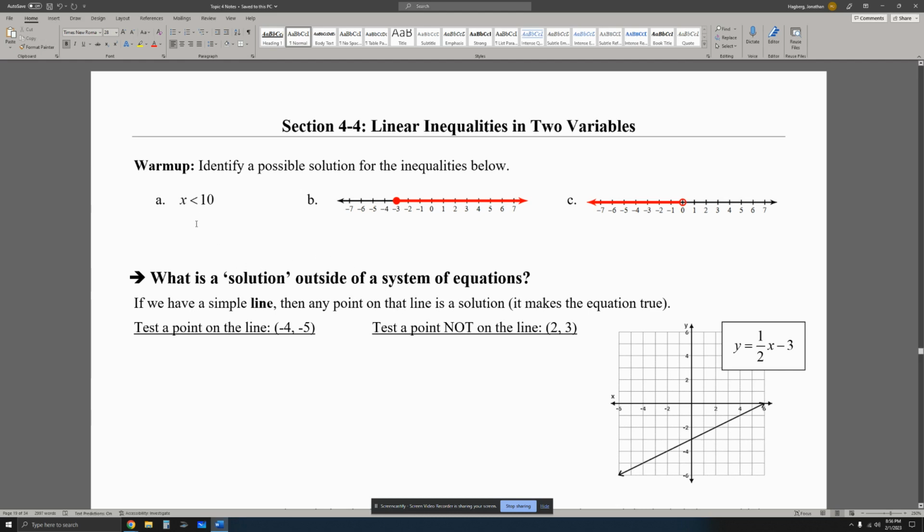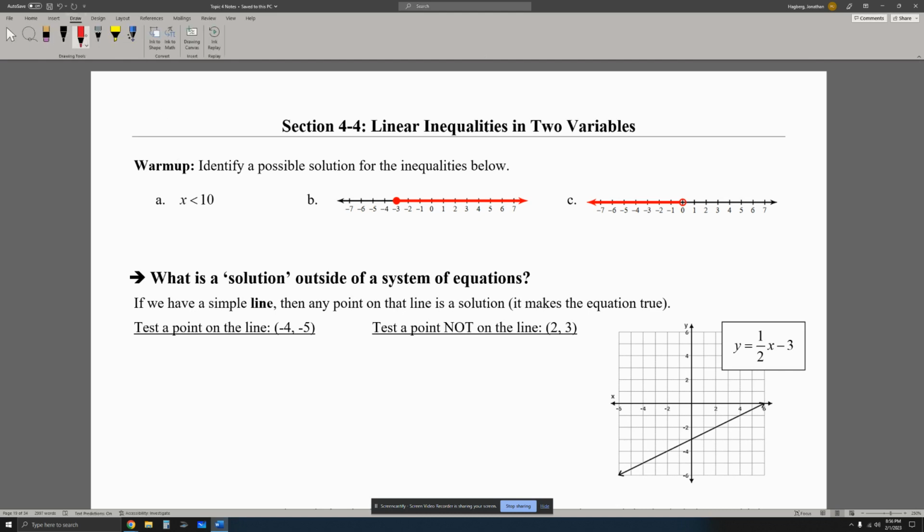Question A says x less than 10. So any possible solution would be any number less than 10. So an example would be x is equal to 9, or 7, or -5.